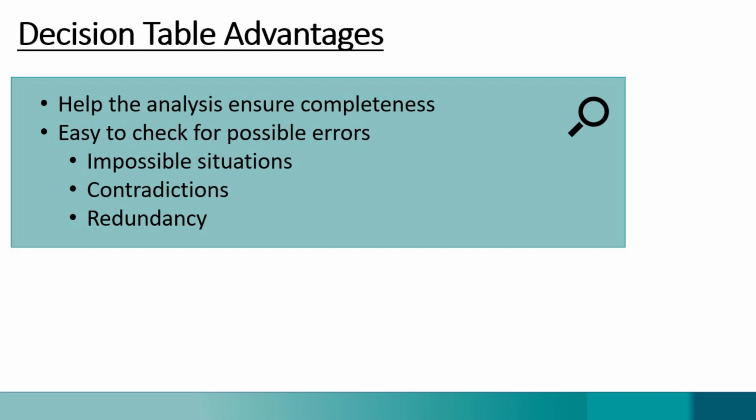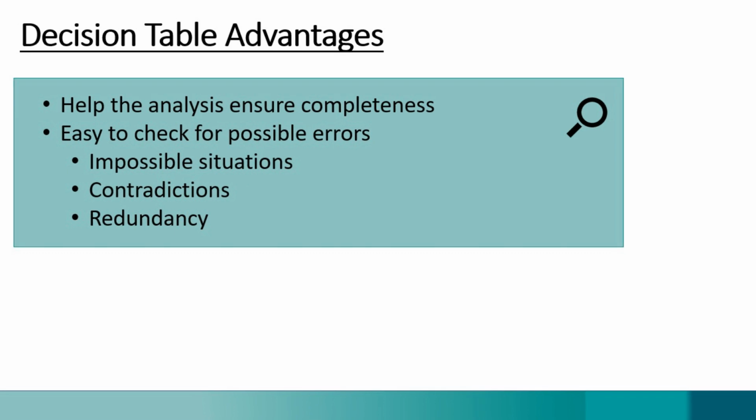Decision table advantages. Decision table processors, which take the decision table as input and provide computer program code as output, are available. They help the analyst ensure completeness and are easy to check for possible errors: impossible situations, contradictions, redundancy. Decision trees. Decision trees are used when complex branching occurs in a structured decision process.